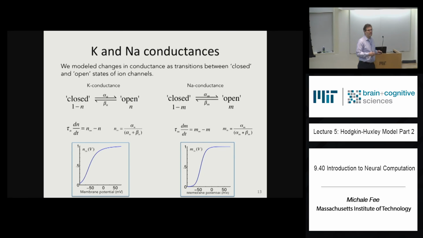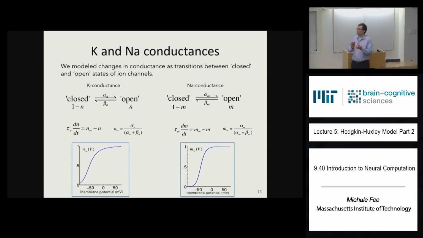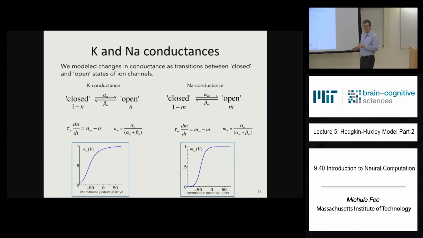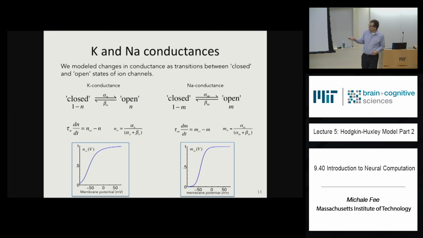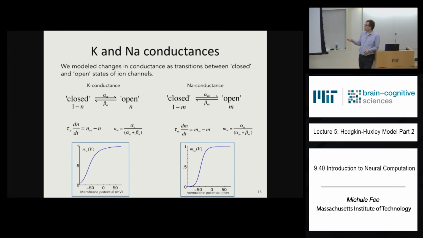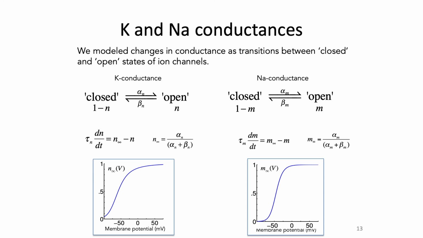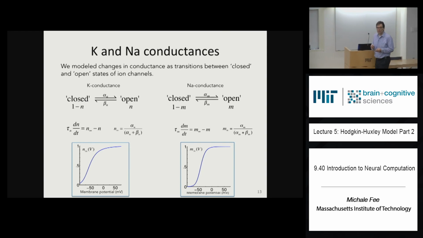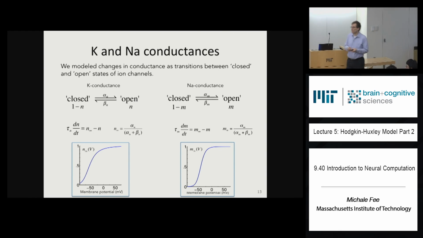So far, the sodium and potassium conductances look very similar, right? They both have the same kind of activation gating variable, the same simple model for how they turn on and turn off, the same differential equation, and the same gating variable that has this sigmoidal dependence on voltage. Any questions about that? Okay.